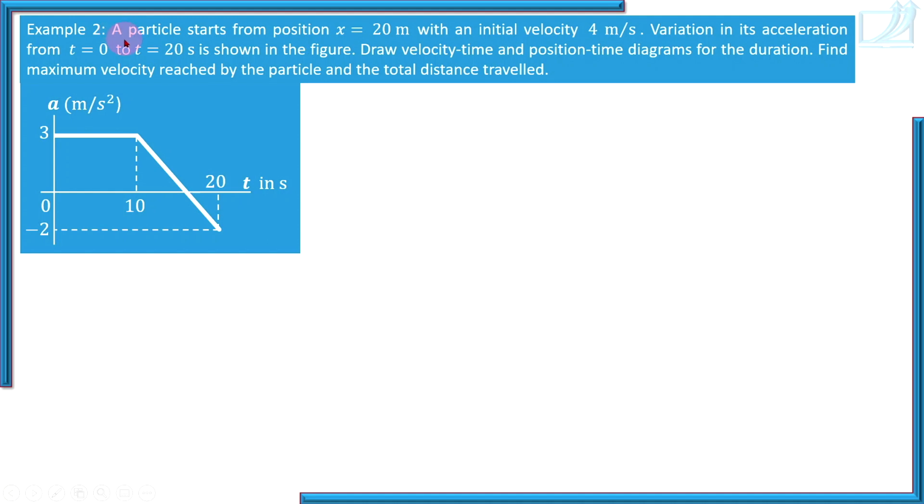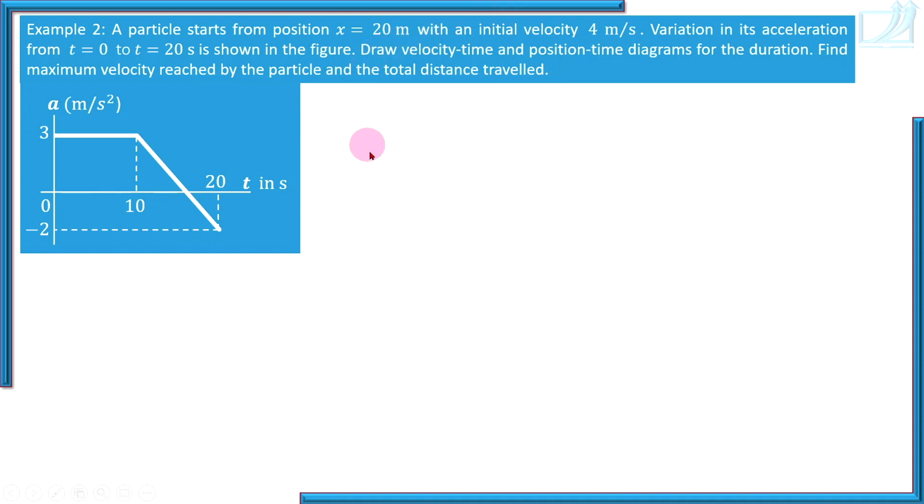Read this problem. A particle starts from position x equal to 20 meters with an initial velocity of 4 meters per second. Variation in its acceleration from t equal to 0 to t equal to 20 is shown in the figure. Draw velocity-time and position-time diagrams for the duration. Find the maximum velocity reached by the particle and the total distance traveled.